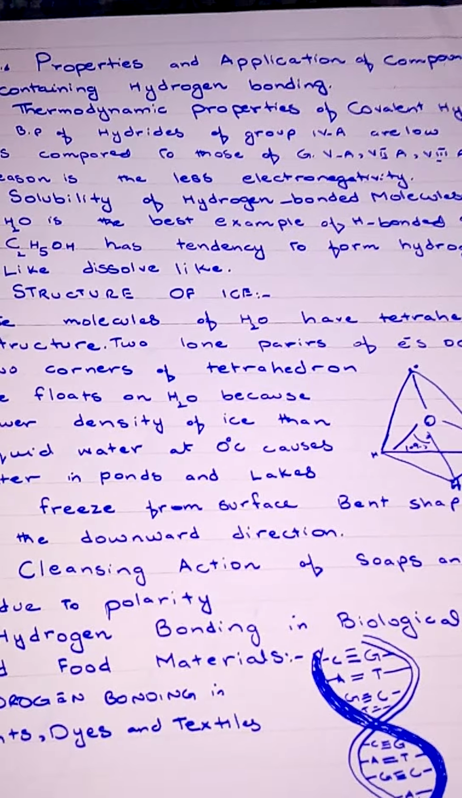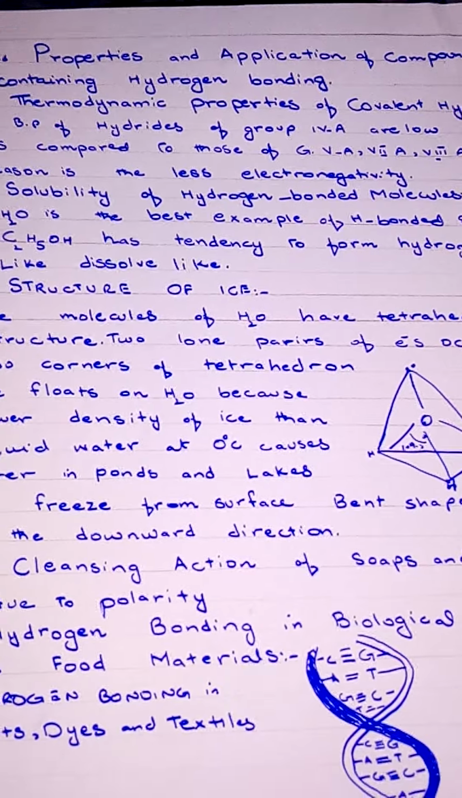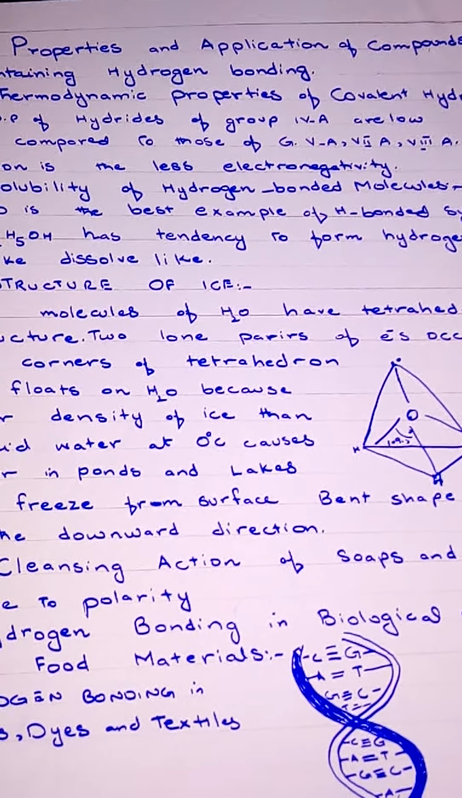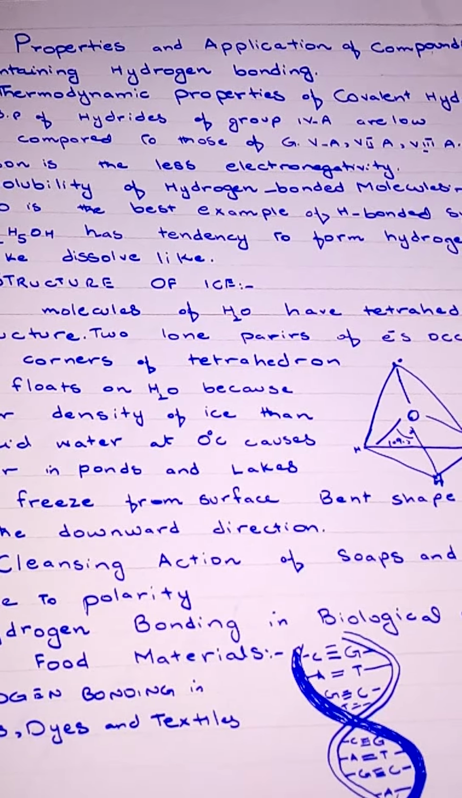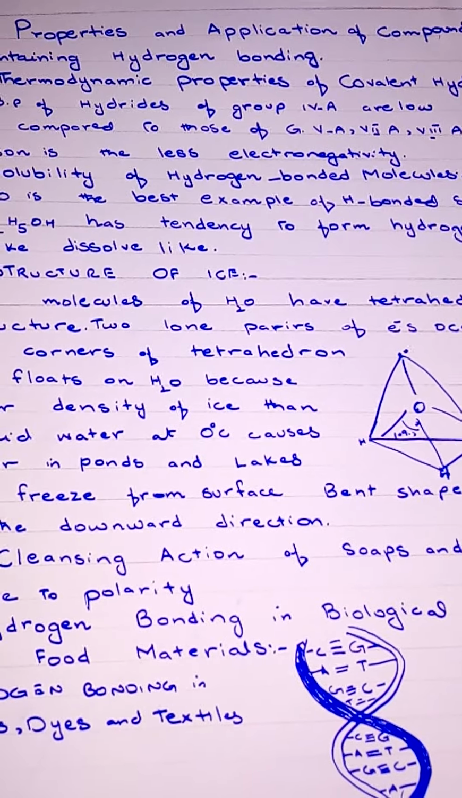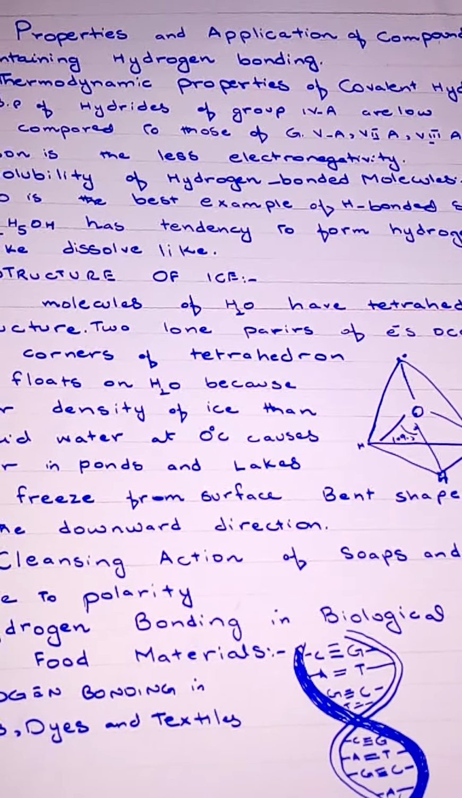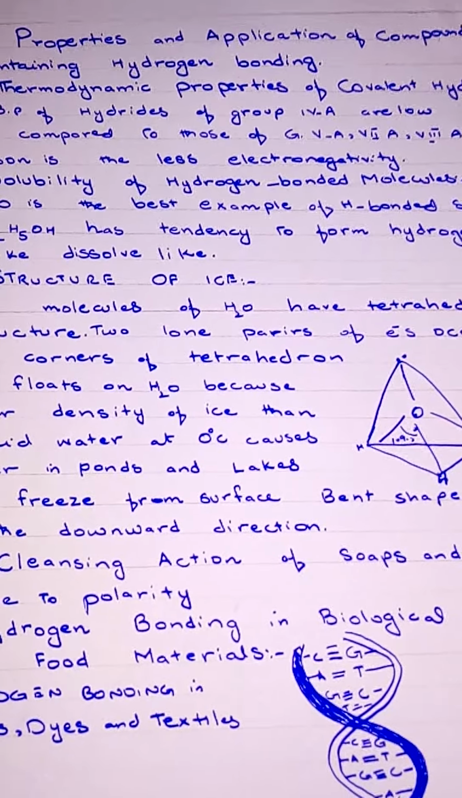Yes, students, when we consider the hydrides of group 5, 6, 7, and 8, then ammonia, water, and HF show maximum boiling points in the respective series. The reason is the enhanced electronegative character of nitrogen, oxygen, and fluorine. That's why water is liquid at room temperature, but H2S and H2Se are gases.